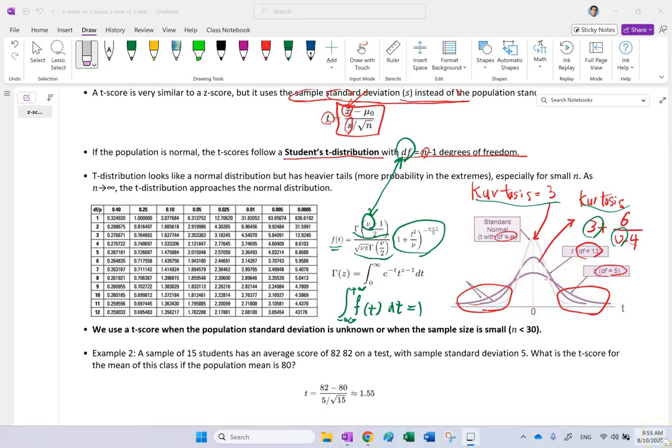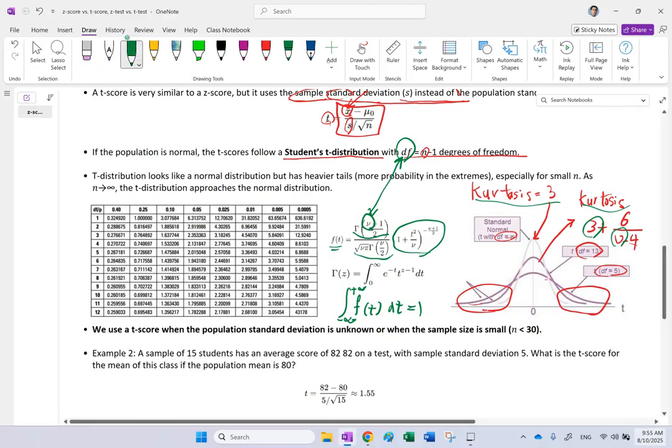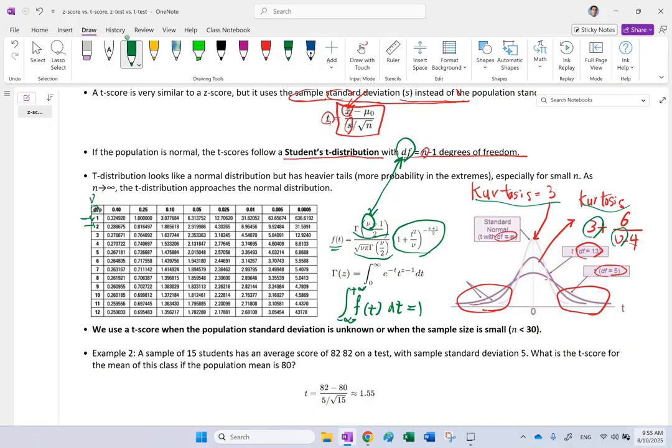Now, similar to z tables, of course, we have t tables. Here in the t tables, you can see that the rows correspond to the degrees of freedom, df or nu, and the columns correspond to the p-value or alpha, in this case, if you will. And for each one of them, you can find what we call the critical t-value, which we're going to use next for the t-test.